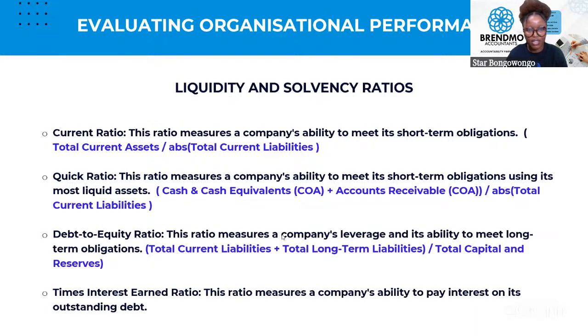If your ratio is less than one, it means that you're not in a good position, you're going to have problems. So you might need to go back to your collection.